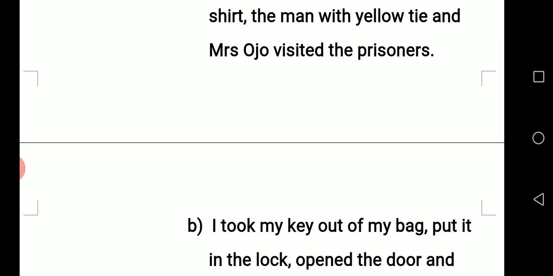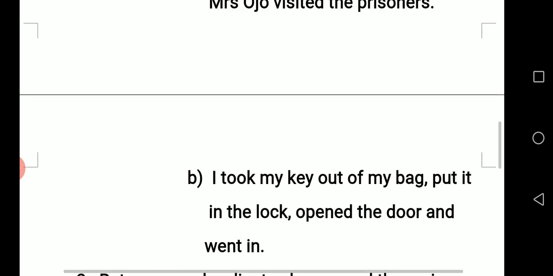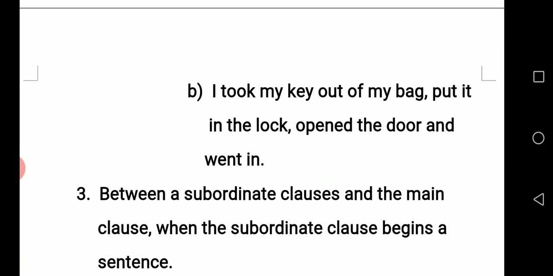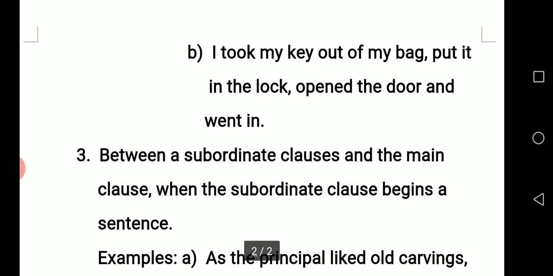We have another example here. I took my key out of my bag, put it in the lock, opened the door, and went in. I took my key out of my bag, comma, put it in the lock, comma, opened the door, and went in.